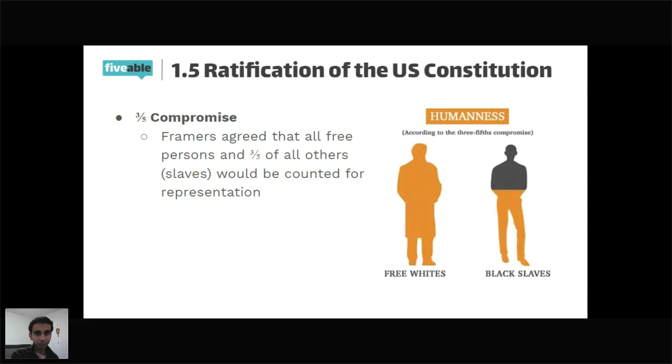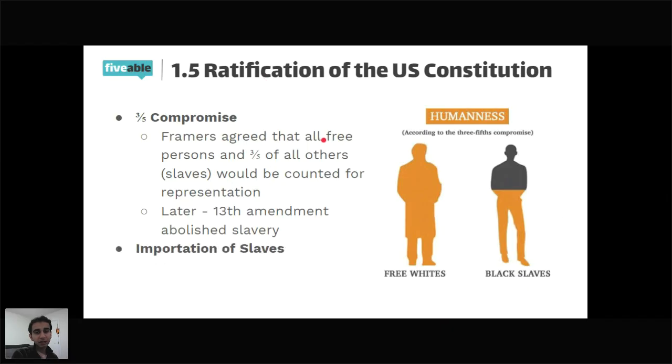All right. Basically, later the 3/5 compromise is over when the 13th Amendment abolishes slavery. In terms of importation of slaves, there was a limit placed on importation. Really not too important in terms of what you would cover in AP Gov. However, it did have an impact on how many slaves came to the United States.